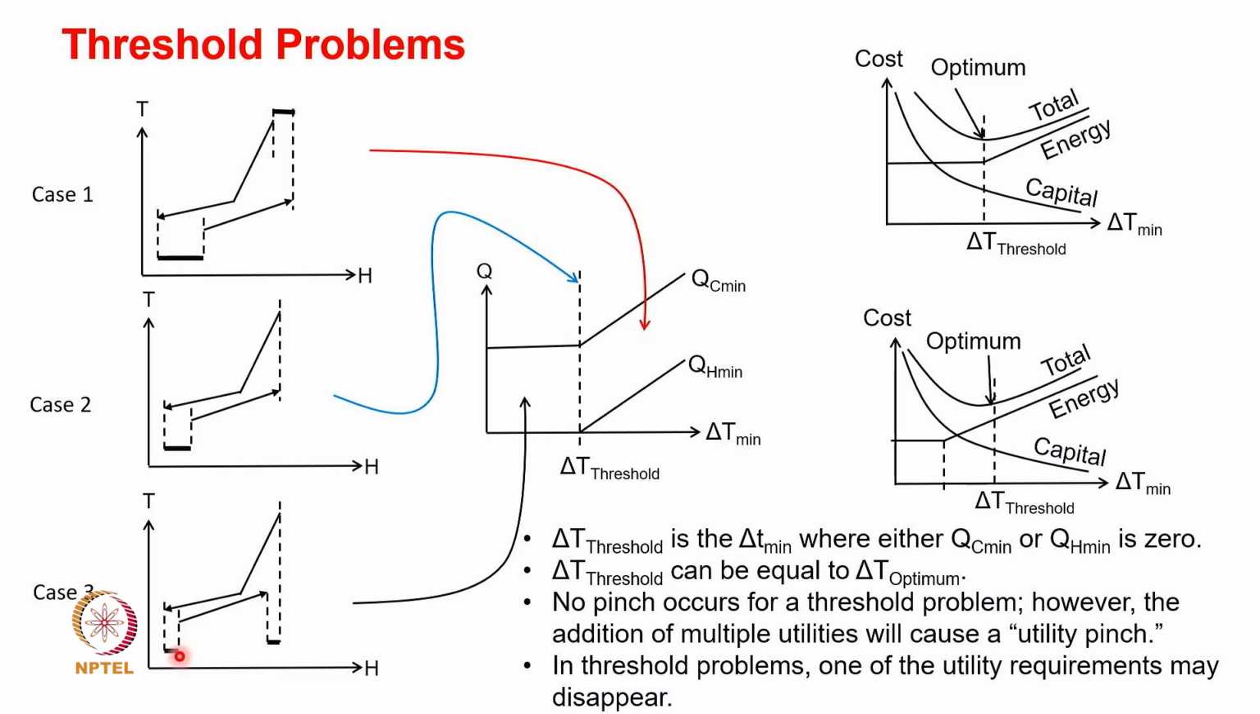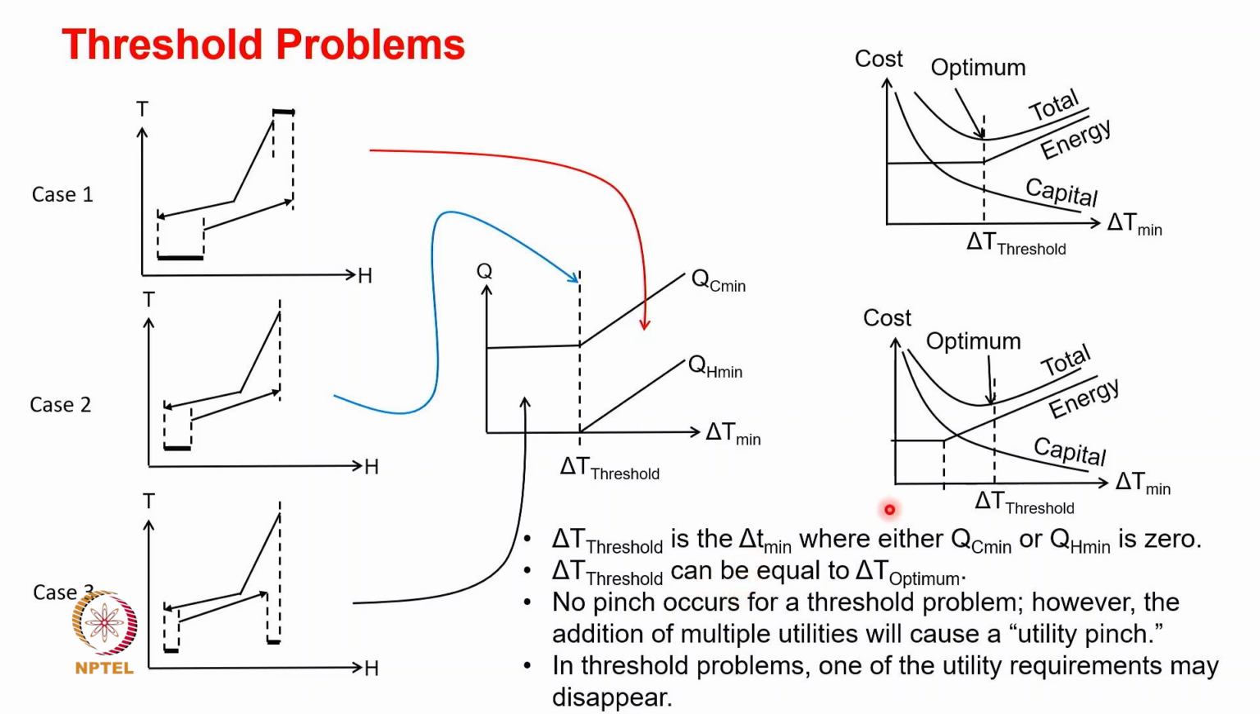Your QC min in these two conditions would be the summation of the QC min at this point plus at this point. So what are we trying to say? Your delta T threshold is the delta T min when either QC min or QH min is 0. Here we can see that the QH min is 0. You have moved the curve in such a way that the overlap is complete at the hot side. So your delta T threshold can be equal to delta T optimum.